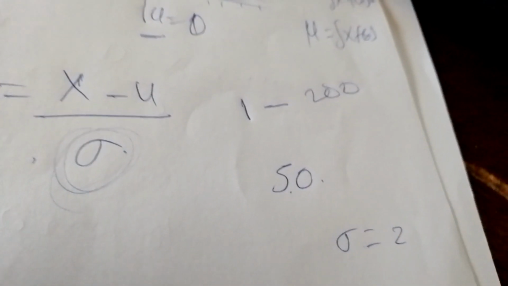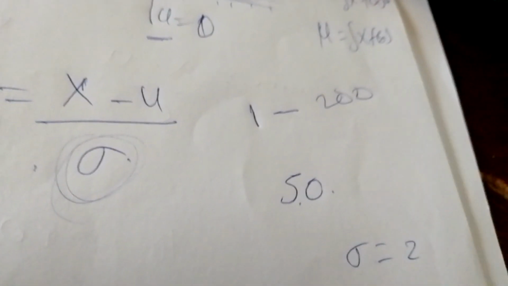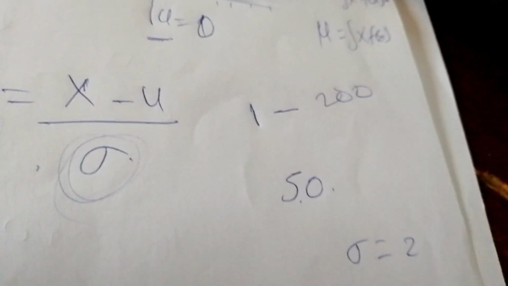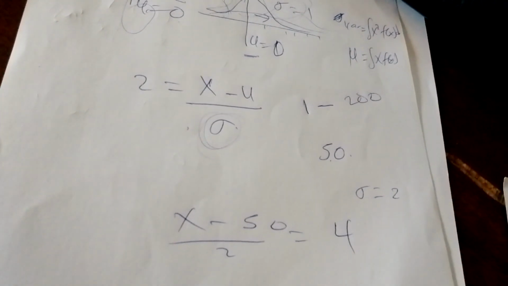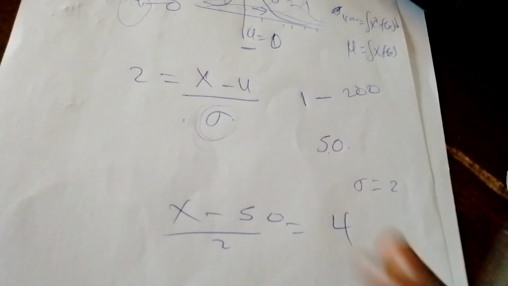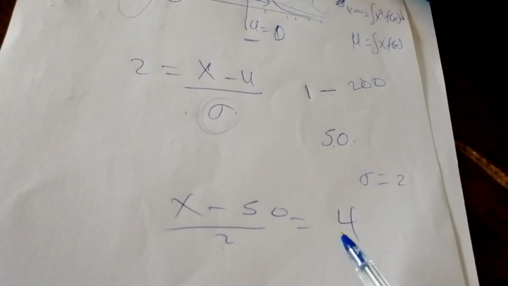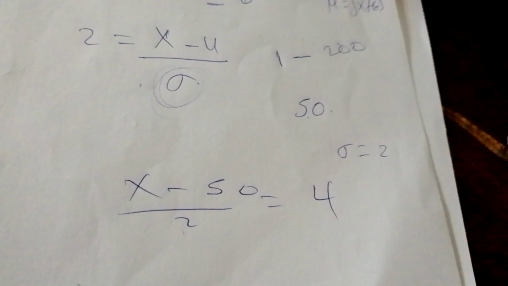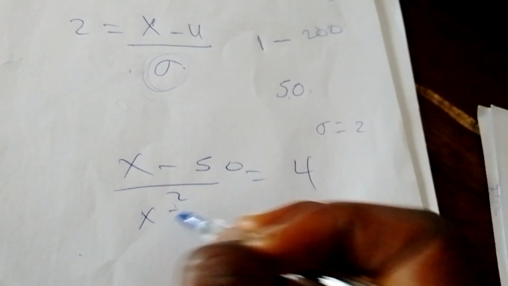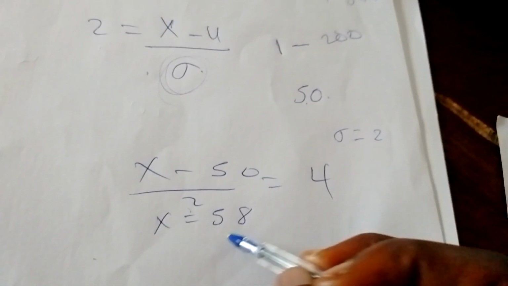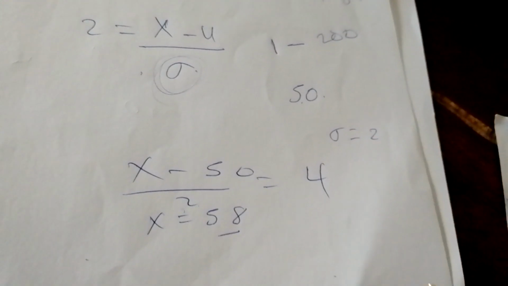Now how is it possible for you to get 4? Let's just do that. x minus 50 on 2 equals 4, right? So is this correct? Then you do a multiplication, 4 times 2 is 8. So for this case, your x will be something like 58. So this will be the extreme if the deviation is 2.